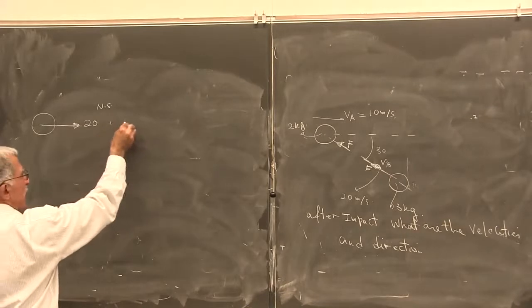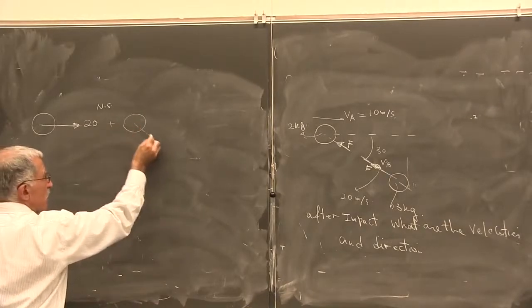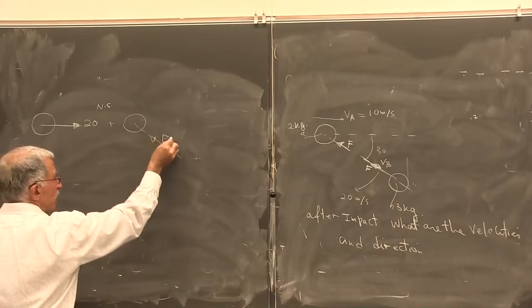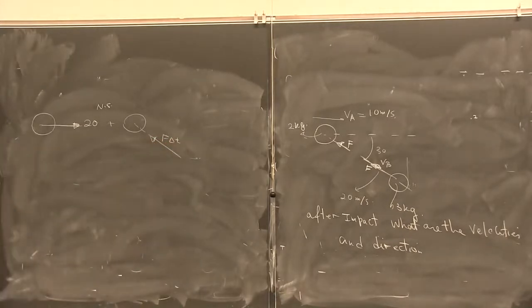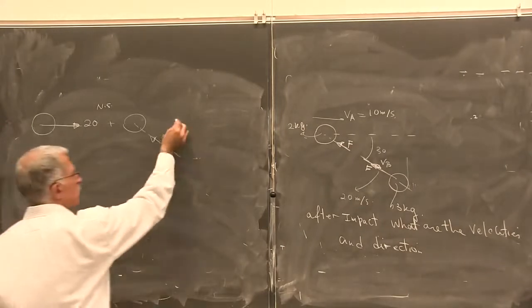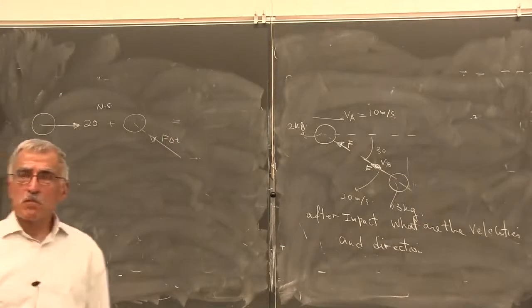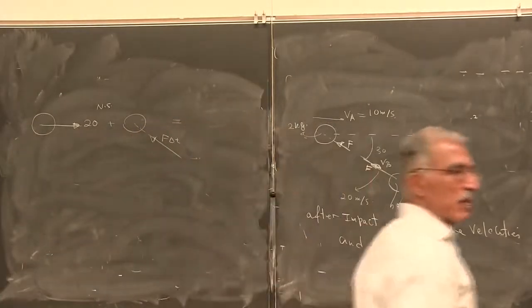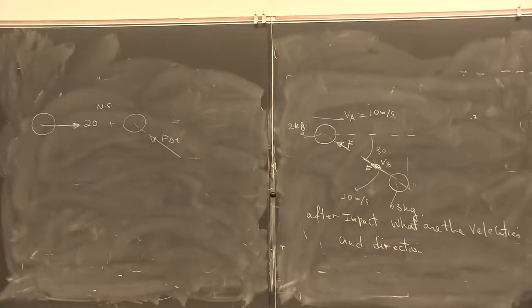Then there is some impulse that has happened to this one, and the impulse is normal to the face, F delta t. As a result, the system obtained a new momentum. And what is that new momentum? So momentum, impulse, momentum. What's the momentum when it obtained?